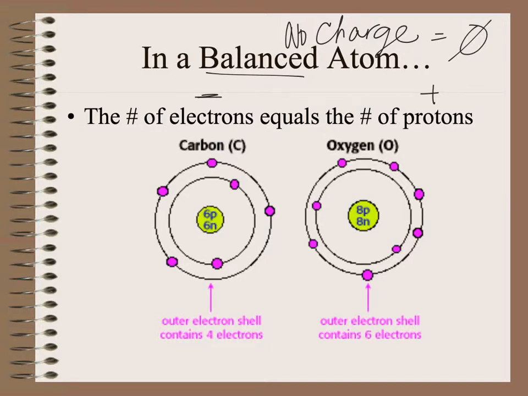So again, if I have 6 protons, then I'm going to have 6 electrons, all right? And again, 2 are going to be in that first shell, and then the next 4 are going to be in the second shell. If I have 8 protons, then I need to have 8 electrons. 2 in the first shell, and then 6 in the second shell.